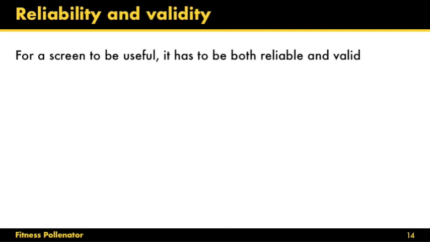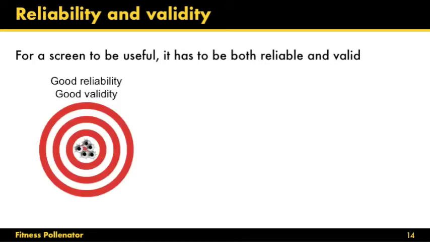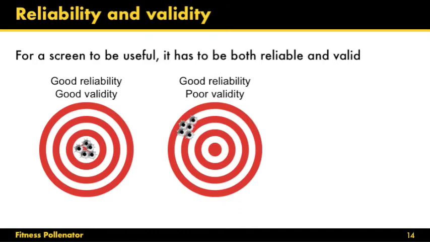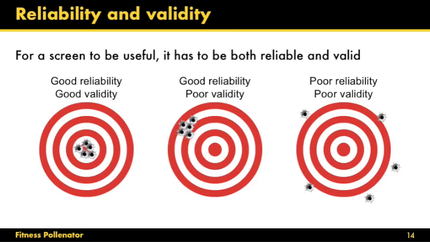Now, validity tells you whether your measurement tool is actually measuring what it intends to measure. As an analogy, imagine that a bullseye means that the measurement is perfectly valid. If you have good reliability and good validity, you would get a bullseye every time. If you have good reliability but poor validity, you would hit somewhere else on the target consistently, but not the bullseye. And if you had neither good reliability nor good validity, you would be all over the place on the target.